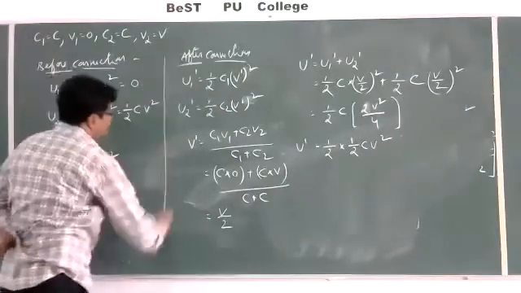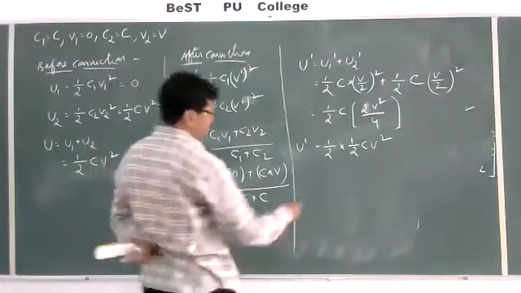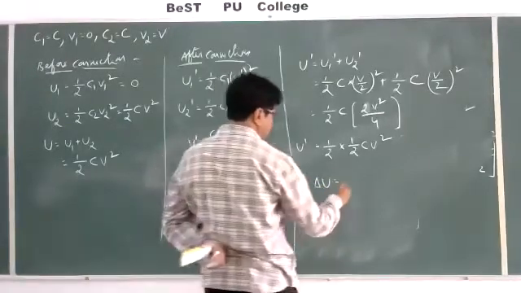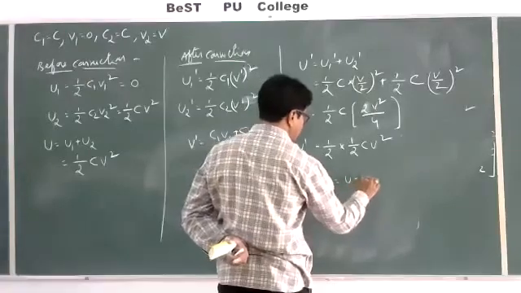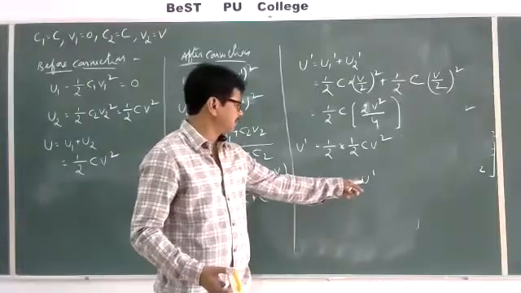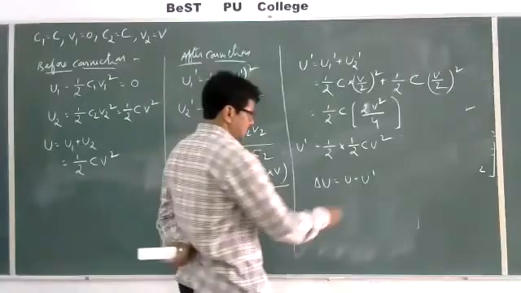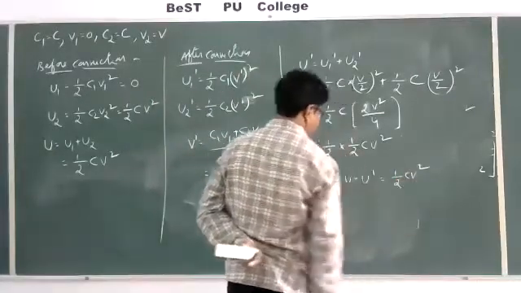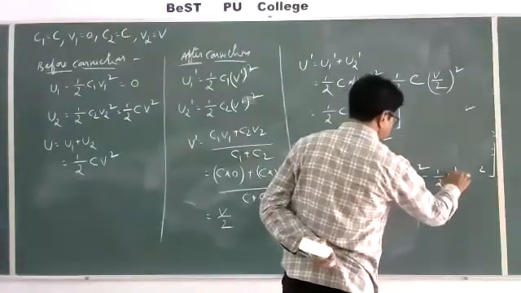Then what is the loss of energy? Delta U is equal to the loss. Loss is nothing but initial minus final, that is, total energy before connection minus total energy after connection, where U is equal to half CV square and U dash is equal to half into half CV square.